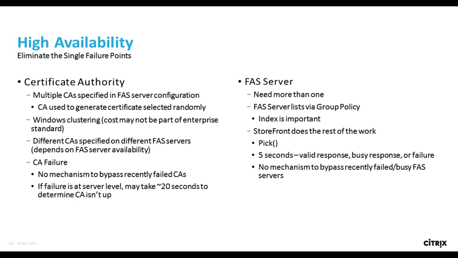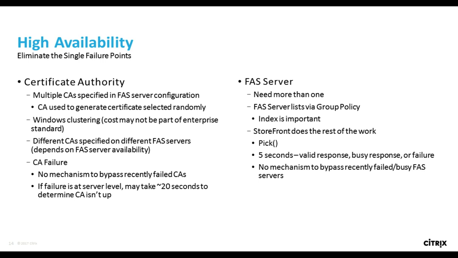Indexing is relatively important because you want it to perform as fast as it possibly can. And effectively, Storefront is going to be doing the rest of the work for you. So there's an algorithm that we have inside of Storefront called pick. And basically, in short, what it's going to do is generate a number based upon the user's UPN, and that's going to map to the FAS server that's in the actual configuration list.